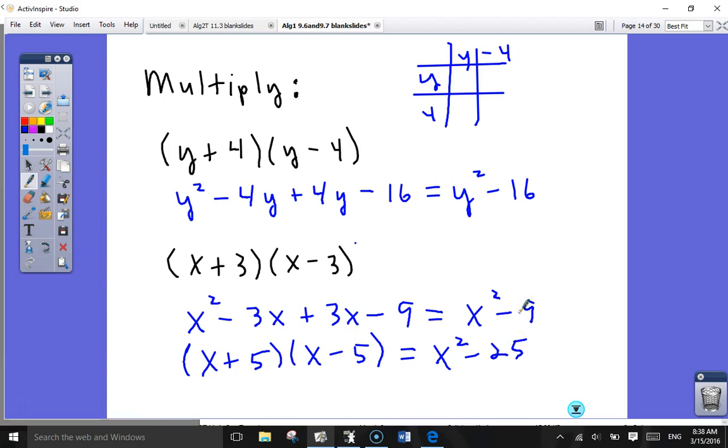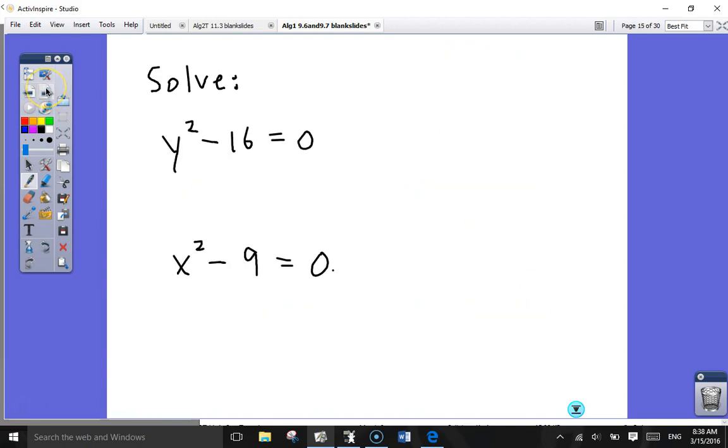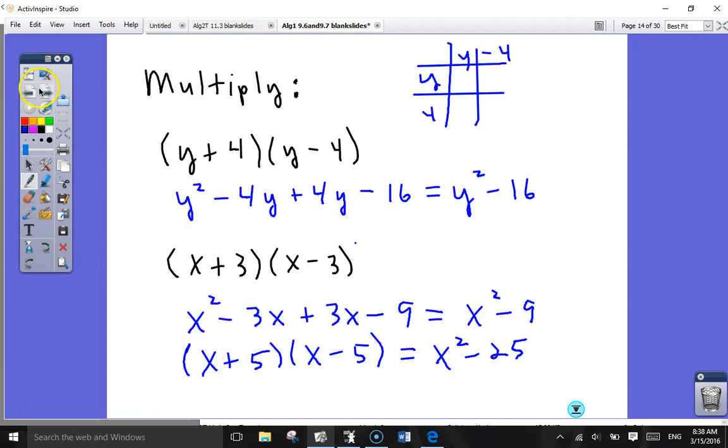Okay, well, we're not so much interested in the multiplying. We're interested in going the opposite direction. If I've got a pattern like y squared minus 16, that should tell me that must have been the result of y plus 4 times y minus 4. Or if I've got x squared minus 9, it must have been x plus 3 times x minus 3. That's a factoring pattern which is called difference of squares.